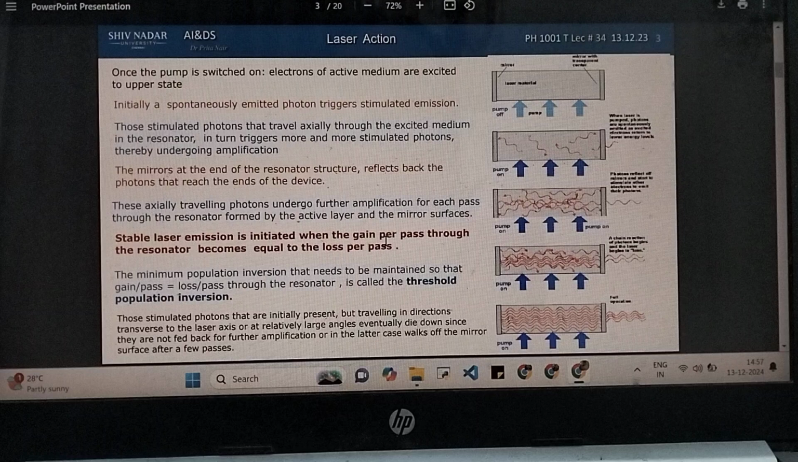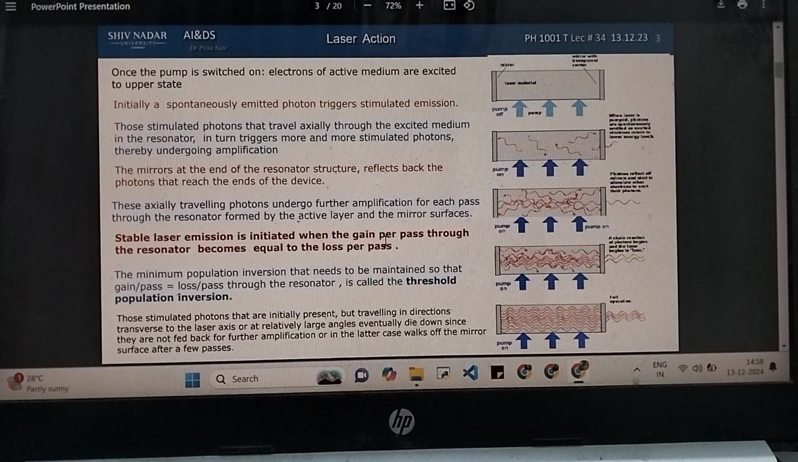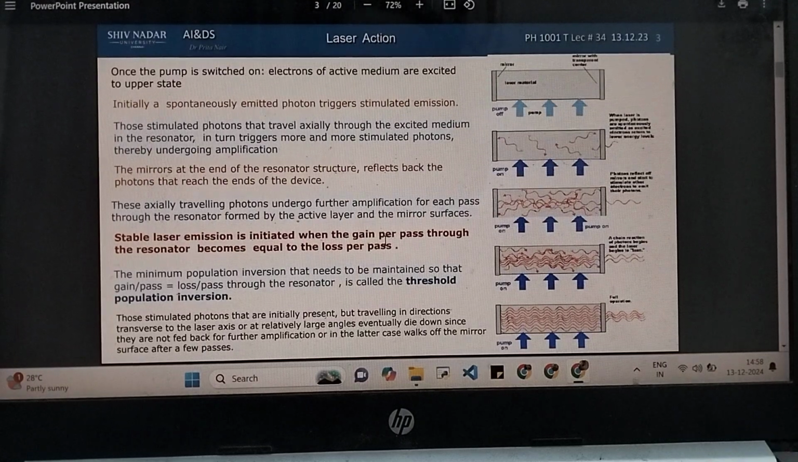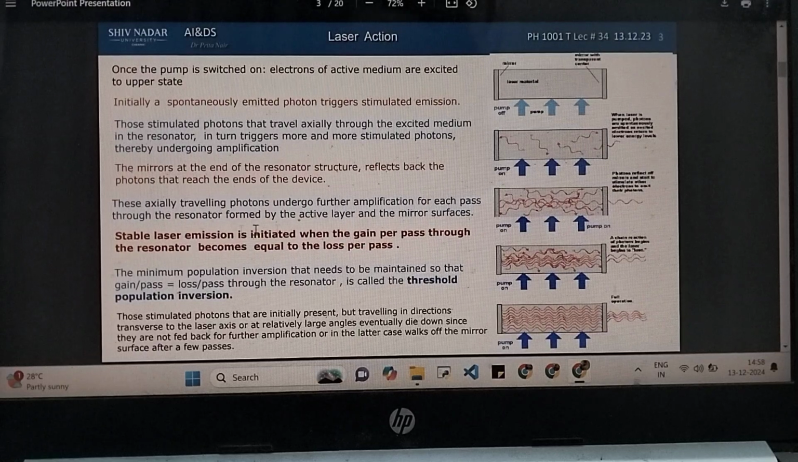Secondly, gain per pass, like I said, is that even as these stimulated photons are traveling axially, they are going to trigger more stimulated emission, and more photons are going to join them. So those are the gain. So we can say that stable emission is happening when the gain and loss balance each other. Effectively, whatever is inside, you are gaining at least as much as you lost. If the gain is greater than the loss, well and good, that's going to be great, but if not, at least the gain should be equal to the loss. So when the gain per pass equals the loss per pass, we say you get a stable light.